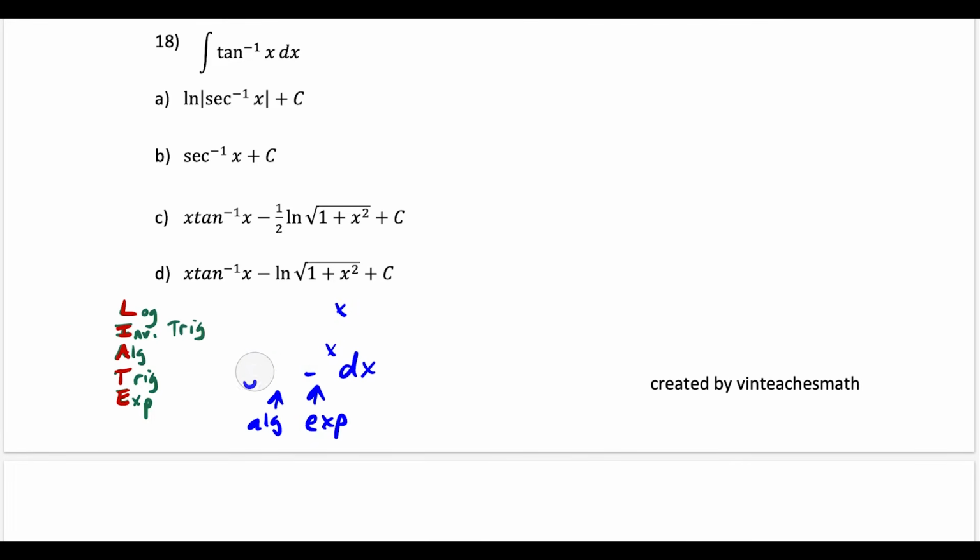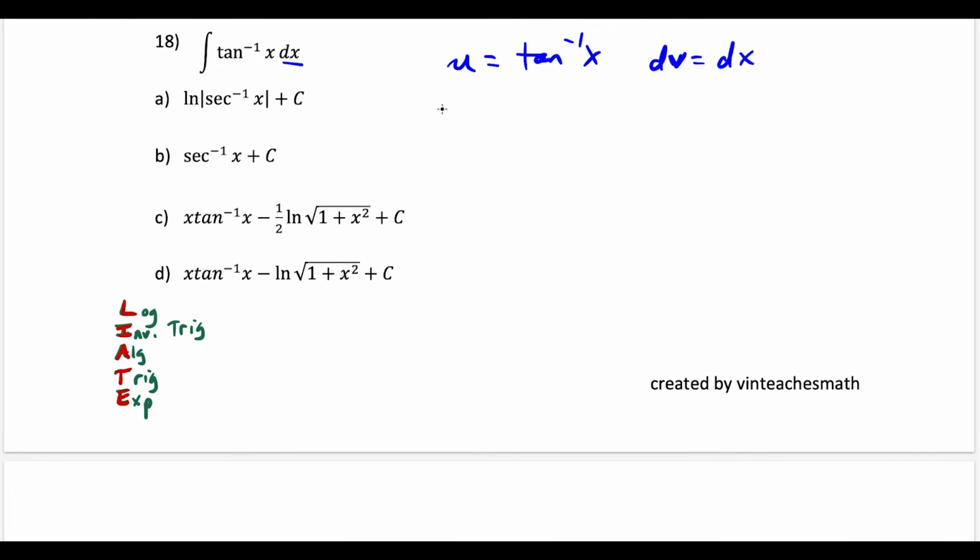But in the example we're looking at over here, notice we just have tangent inverse. So that by default is going to be our u term. Because if we set it equal to dv, then we would be finding the antiderivative of tangent inverse, which is our objective anyway. So that wouldn't be our dv term. So in this case, dv is just going to be the leftovers, which is going to be dx like this. And now we're going to calculate du, which is 1 over 1 plus x squared, and we tack on dx. And then our v term, the antiderivative of 1, is going to be x.